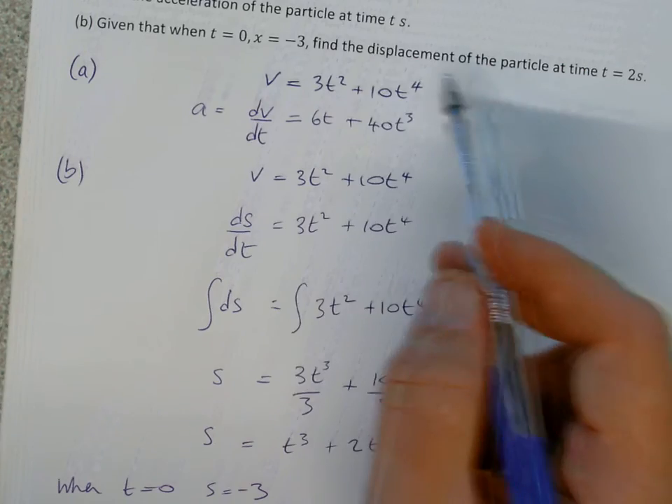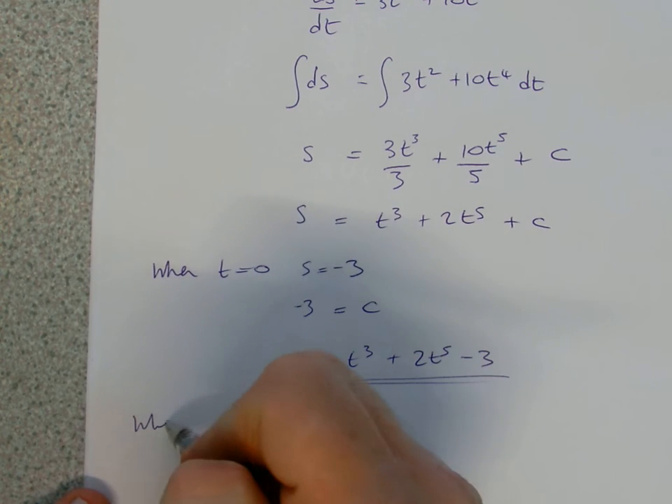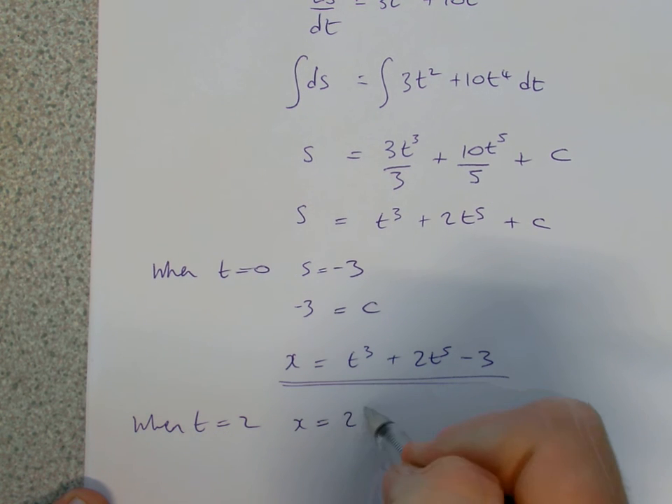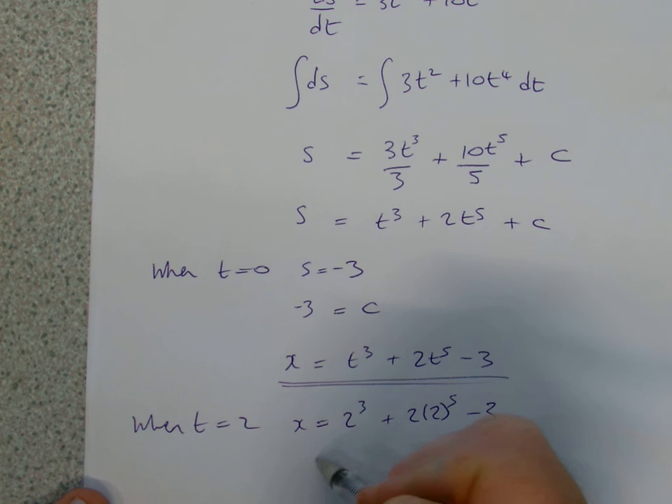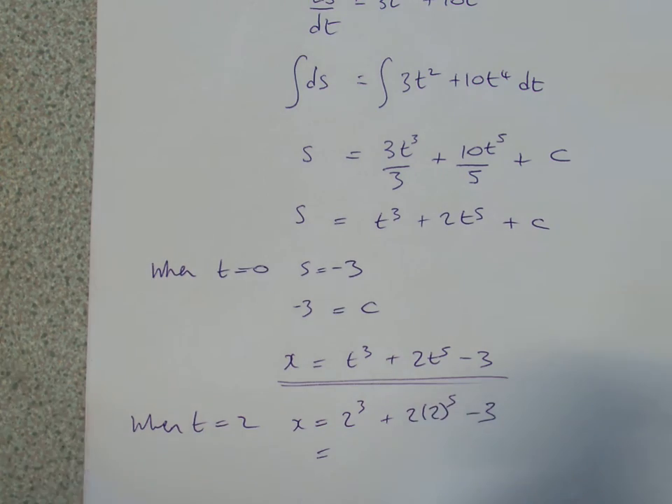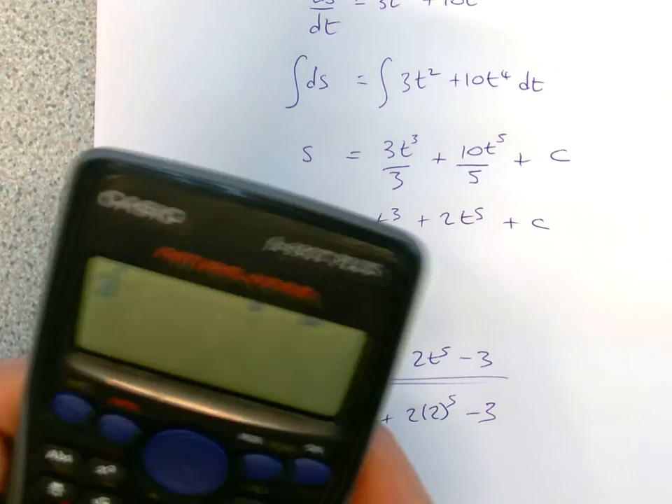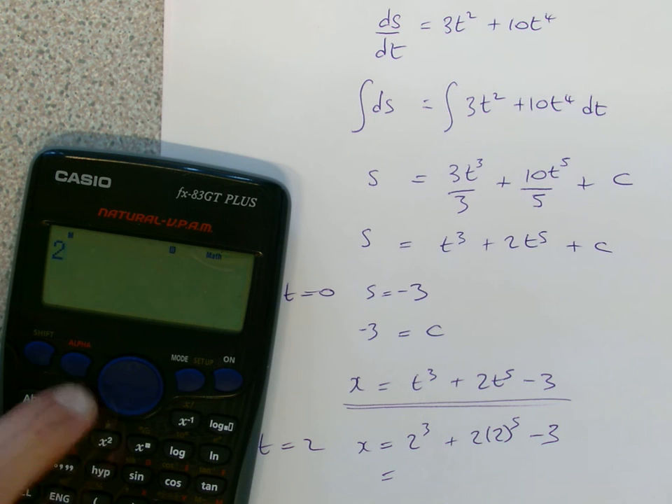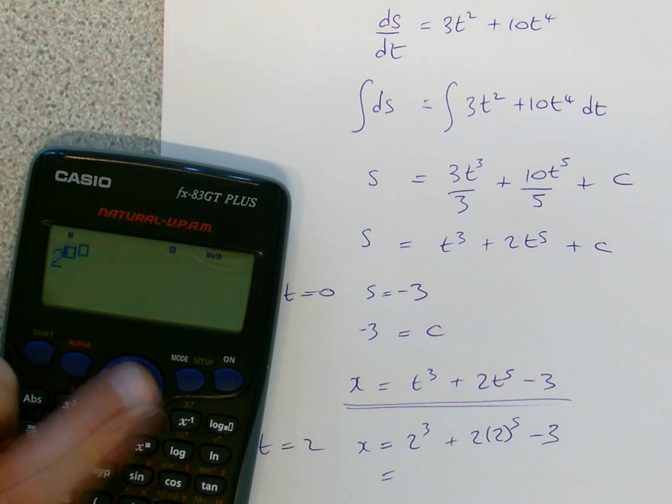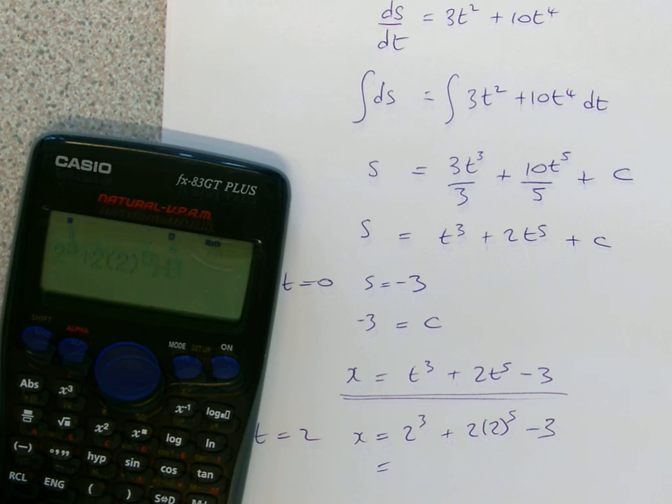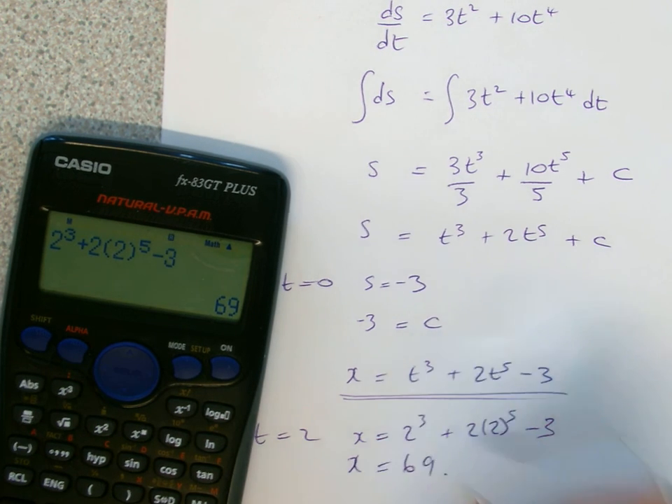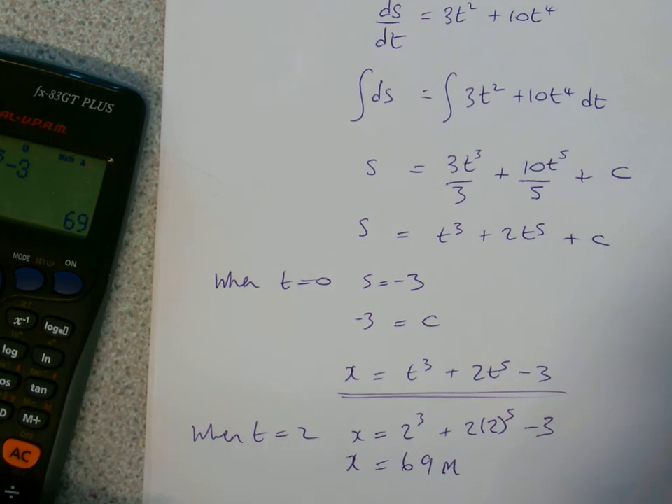We can now use this to find the displacement when t equals 2. So all you've got to do is say, look, when t equals 2, x will equal 2 cubed, just sub it in, plus 2 times 2 to the power 5, minus 3. Then you work that out on your calculator. It's late in the day, so I will work this out on my calculator so I don't make mistakes and don't get complaints. So 2 cubed plus 2 times 2 to the power 5, and then minus 3. So you get your answer then, x equals 69, and you can put meters there as well if you want, and the question's answered.